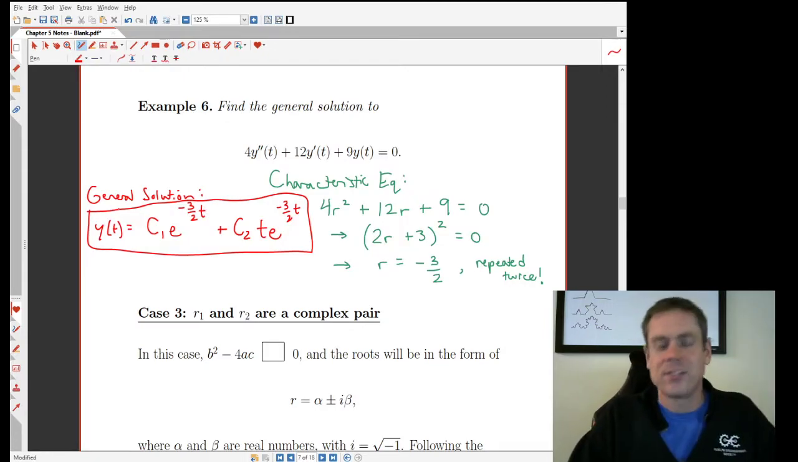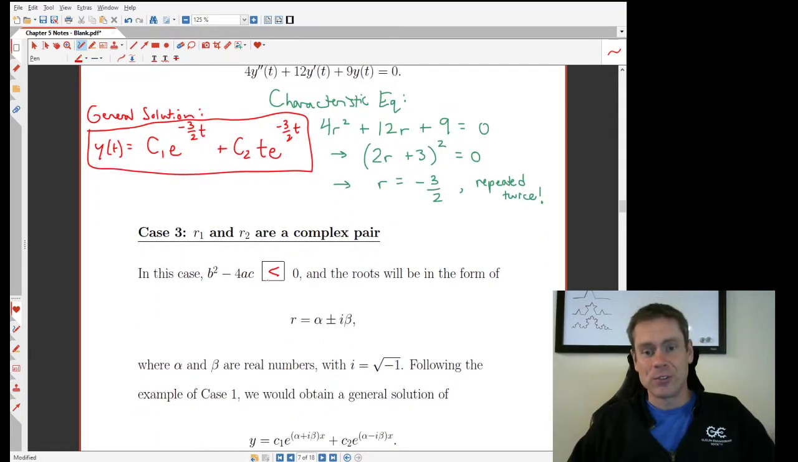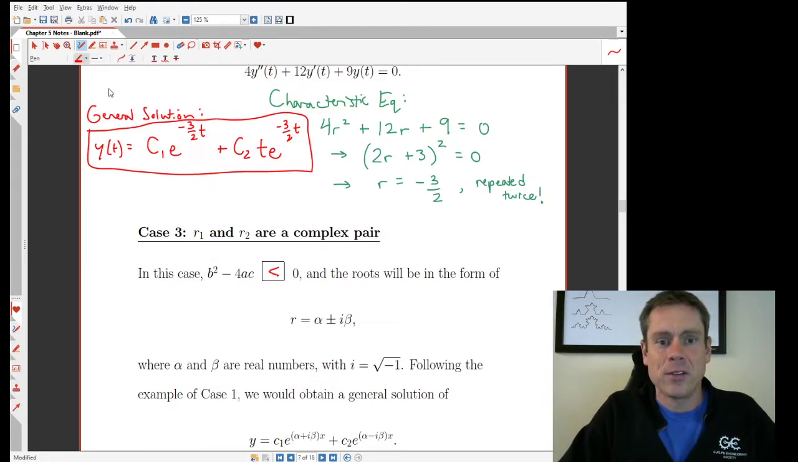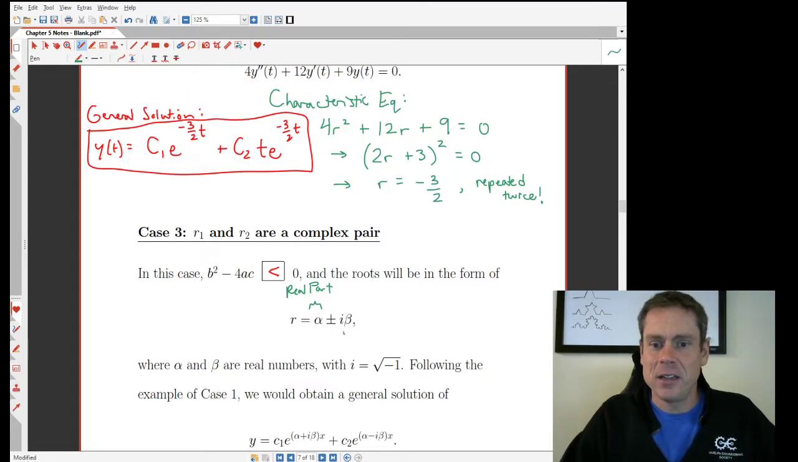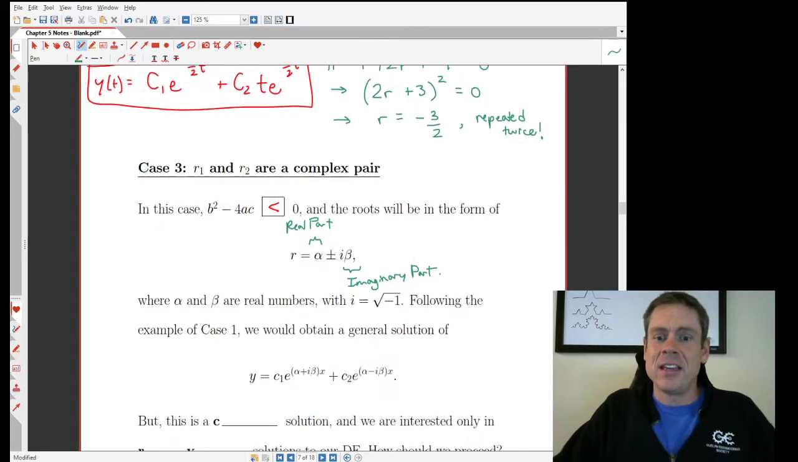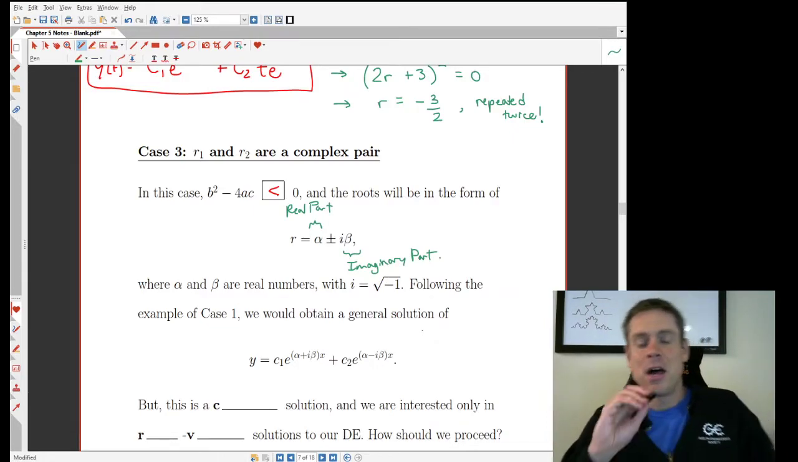This, of course, arises in that last case, where the stuff under the root is less than 0, meaning you get imaginary roots. So the roots you get are going to have a real part, I'm calling it alpha here, and an imaginary part. And we'll call that beta. Of course, that i is the imaginary component. Think of it as the square root of -1.